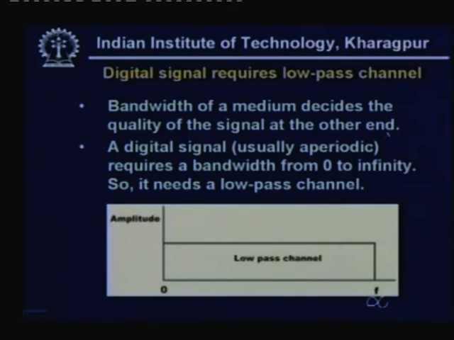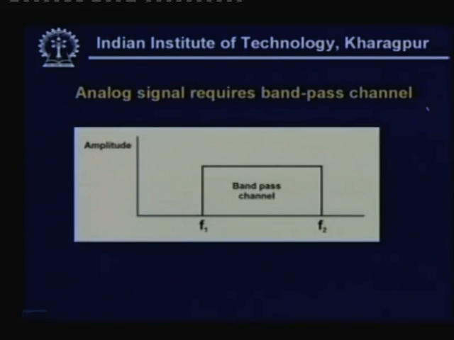Some of the frequency components, if we restrict the bandwidth somewhere here, will not reach. On the other hand, whenever we send an analog signal, we can send it through a band pass channel, F1 to F2. This is the frequency range of a band pass channel, and it can be used to send an analog signal, because analog signals have bandwidth within a certain range, from a lower frequency to an upper frequency.